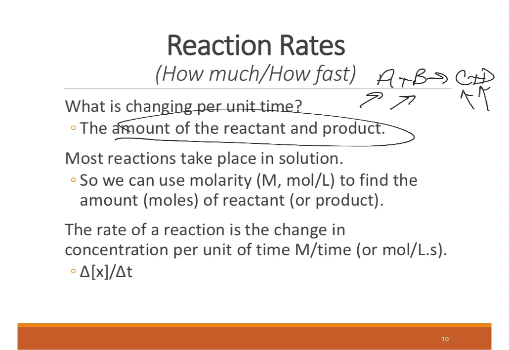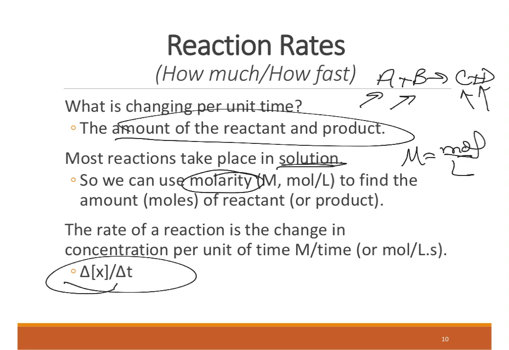Since most chemical reactions happen in solution, the amount or the quantity of reactant or product is typically in units of molarity. So molarity, moles per liter. So for the most part, reaction rates are expressed as change in concentration of any reactant or product over change in time.